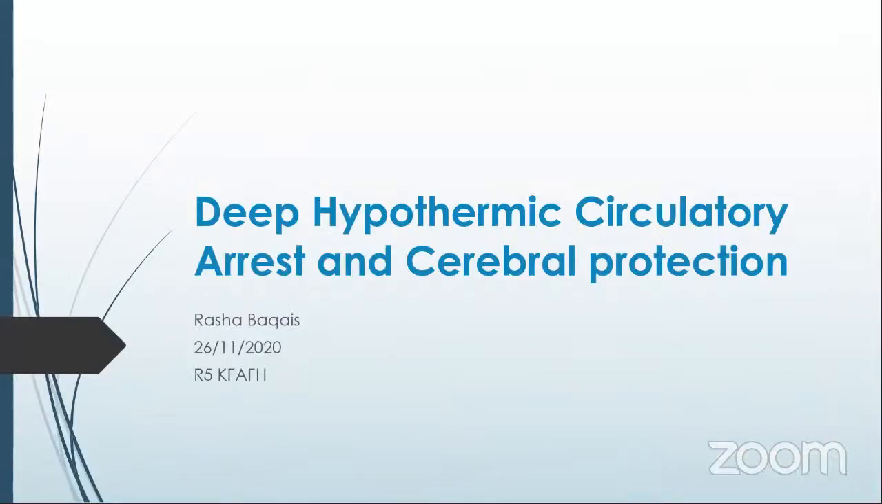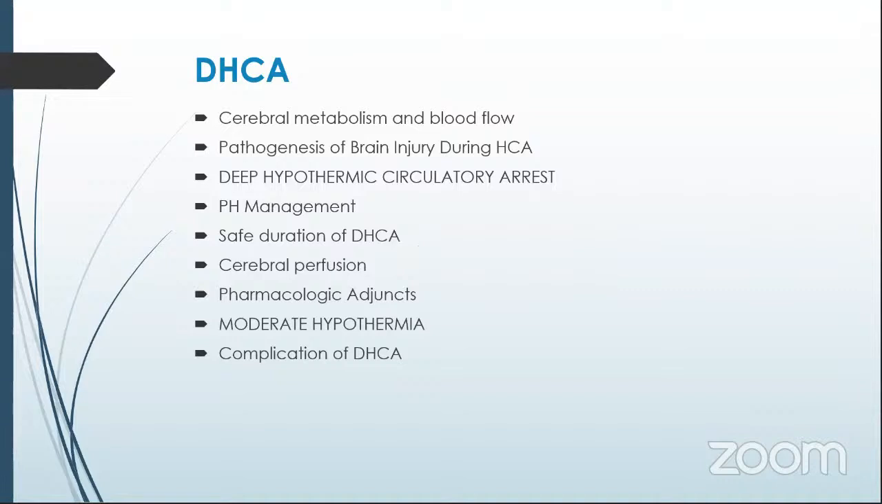Hello everyone. My name is Rasha Bages. I'm R5 in Kafafa Hospital in Jeddah. Our next topic is deep hypothermic circulatory arrest and cerebral protection, which is the second part of the bypass. The main objectives are cerebral metabolism and blood flow, pathogenesis of brain injury during deep hypothermic circulatory arrest and its main concept, pH management, safe duration of circ arrest, cerebral perfusion, pharmacological adjuvants, and lastly moderate hypothermia and complications of circ arrest.